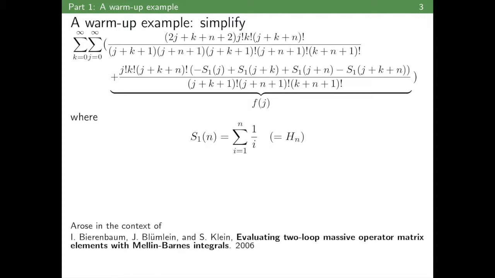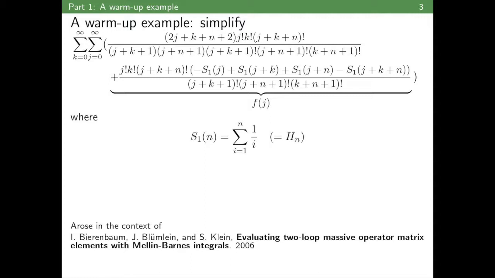Okay, let's start with a warm-up example. It's a double infinite sum, so I sum j and k from 0 to infinity. In the summand you see the factorials, j factorial, k factorial, and different linear inputs of factorials. And you see in addition S sub 1 of n, which just denotes the nth harmonic number. Maybe you're more familiar with that notation, but in particle physics they prefer this notation because you can generalize it more nicely afterwards with these letters. So I prefer to use this notation in the beginning.